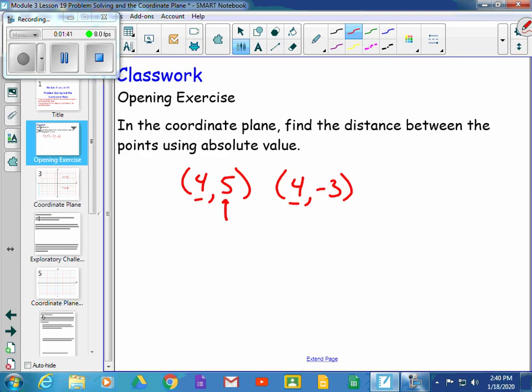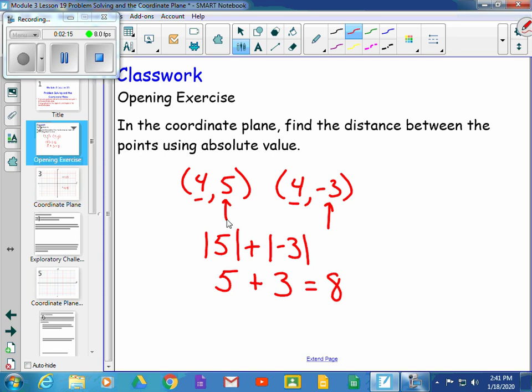To do that, I need to look at the different coordinates, the y-coordinates. We're going to find the absolute value of each of those y-coordinates. Since one of those y-coordinates was positive and one was negative, we're going to add the absolute values. So we have 5, and the absolute value of -3 is 3, and when we add them together, we get 8. The distance between those 2 points is 8 units long.